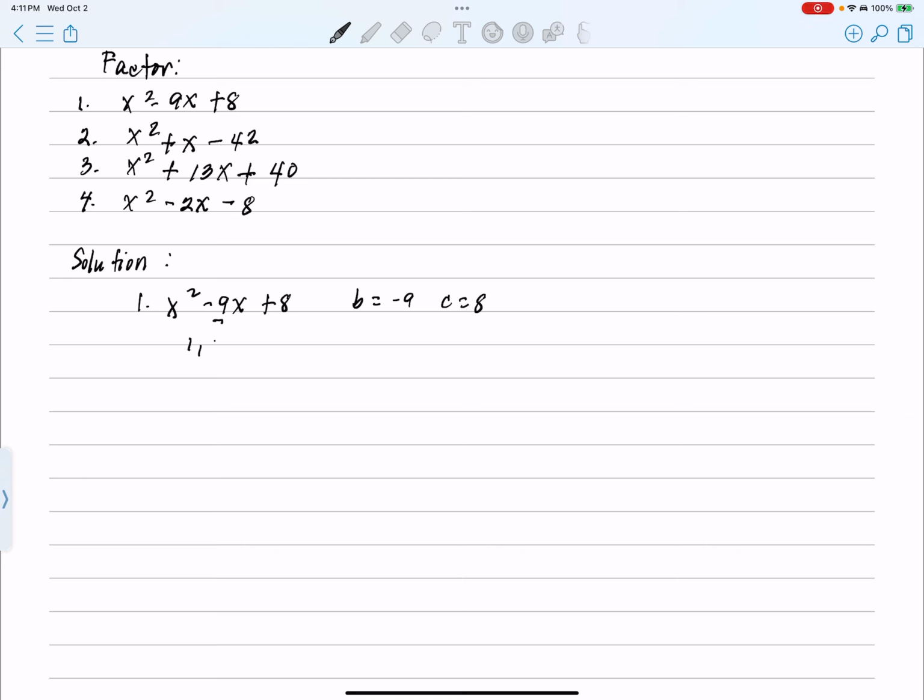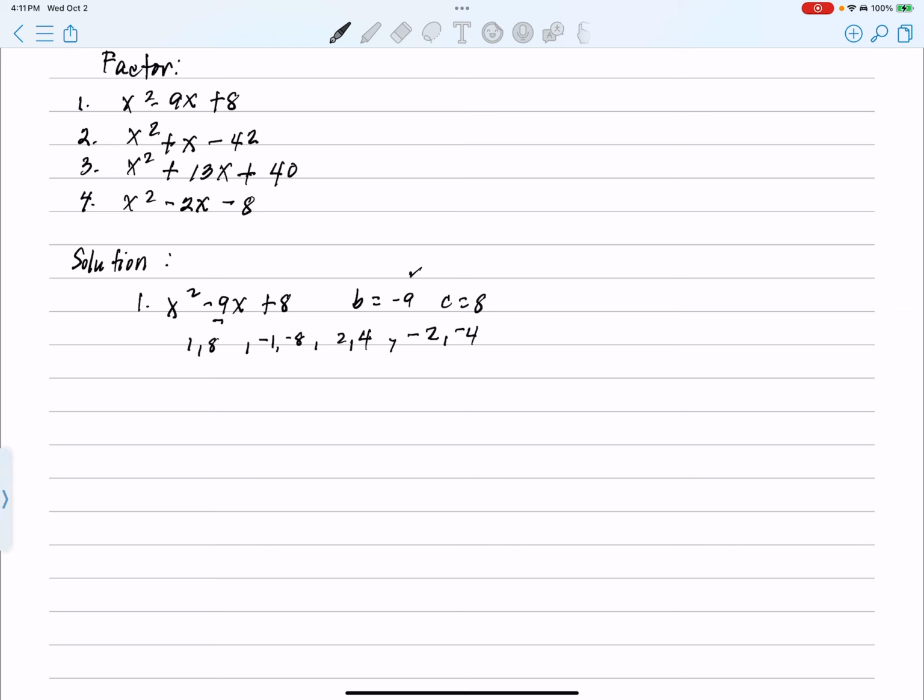What are the factors of 8? 1 and 8. Negative 1 and negative 8. We have 2 and 4. Then negative 2 and negative 4. Take note that we are looking for the pair that when you add them, it will give you the value of b, which is negative 9.